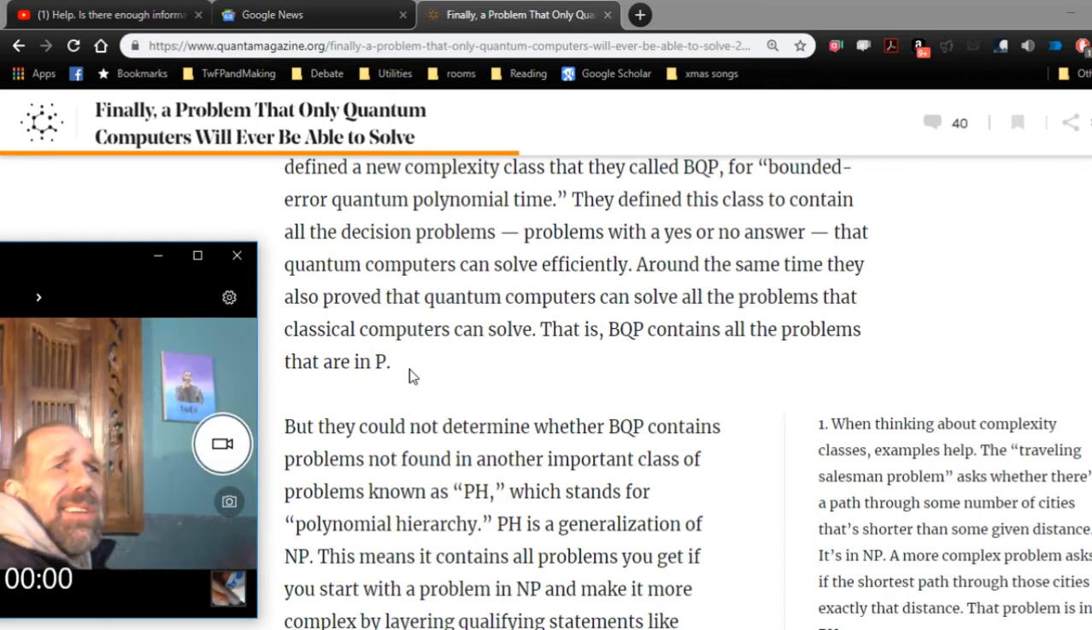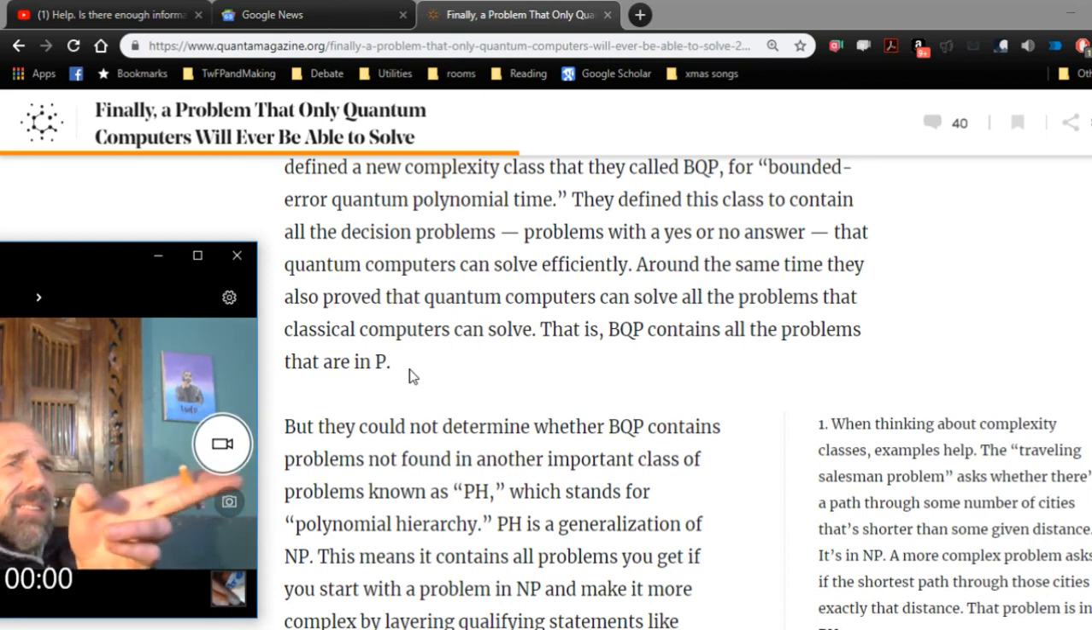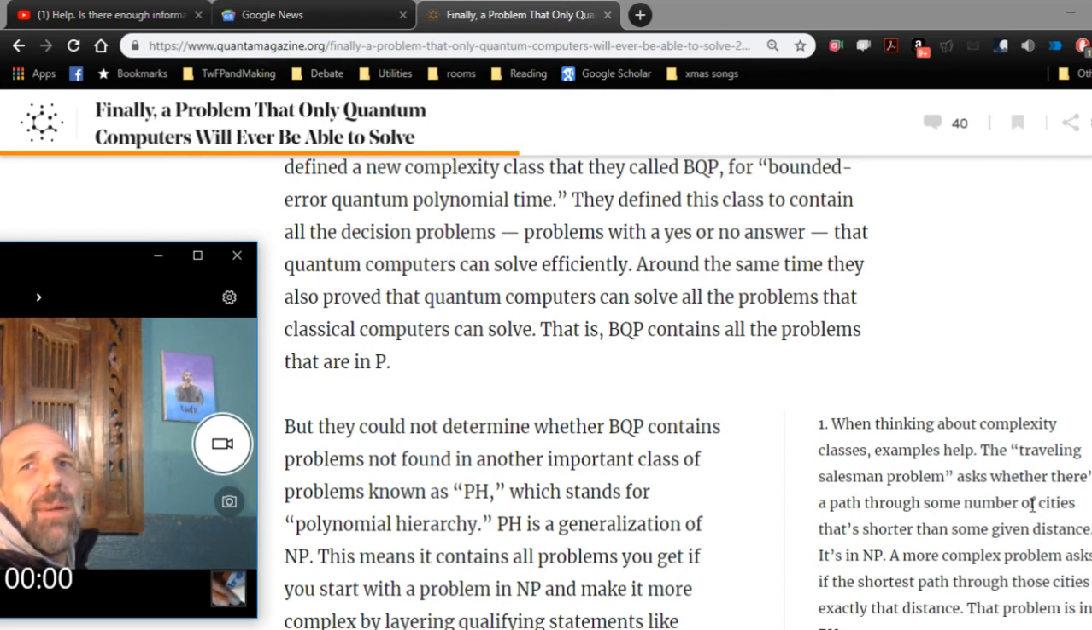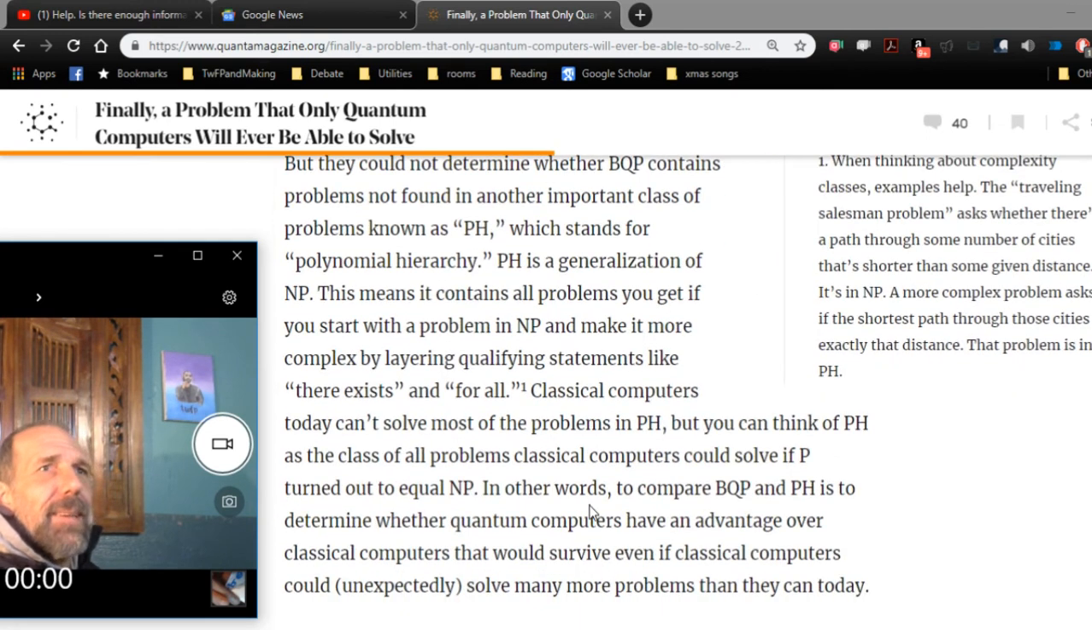Look at this example over here. When thinking about complexity classes, examples help. The traveling salesman problem asks whether there is a path through some number of cities that's shorter than some given distance. It's in NP because it can easily be checked. You can see if it's shorter because you just have to compare one number against another number. A more complex problem asks if the shortest path through these cities is exactly a given distance. That problem is in PH. It's not easily checked. Okay, so that's what that says.